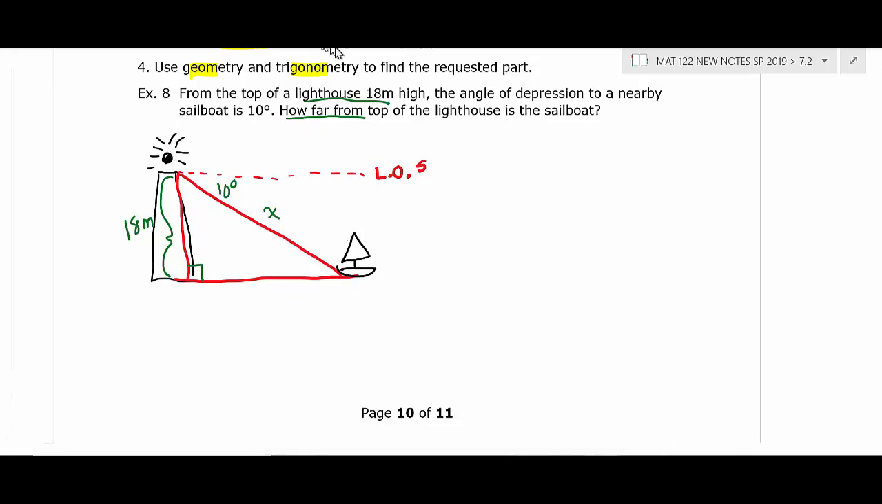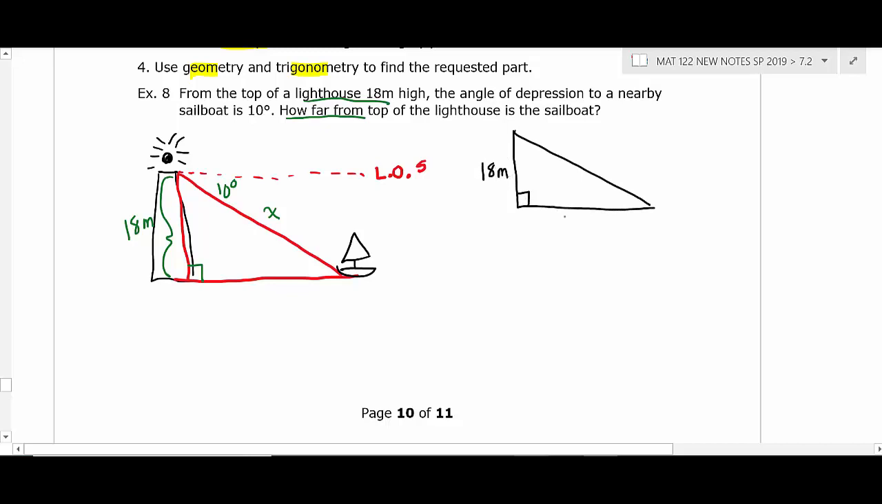Okay, now what I'm going to do, a lot of times when I do this diagram, I like to just draw my right triangle, and I like to label all the parts. So we know that's 18 meters, and then we know that's X. That's what we're trying to find.